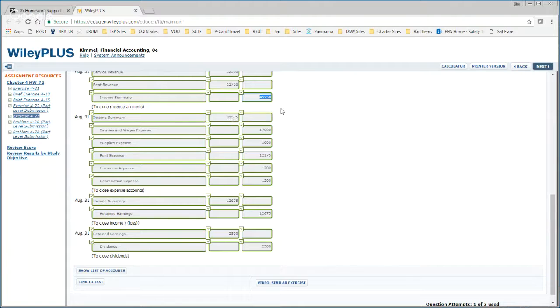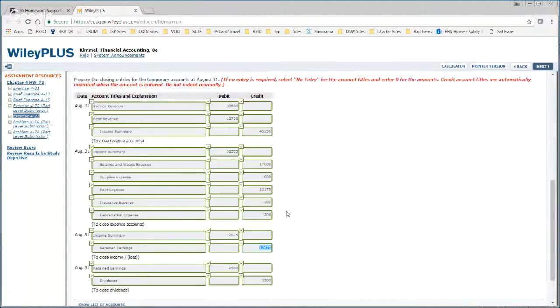$32,575. So now you take that revenue income summary and the expense income summary, and you subtract it, and you end up with your income summary of $12,675, and that becomes part of the retained earnings, and that is $12,675.